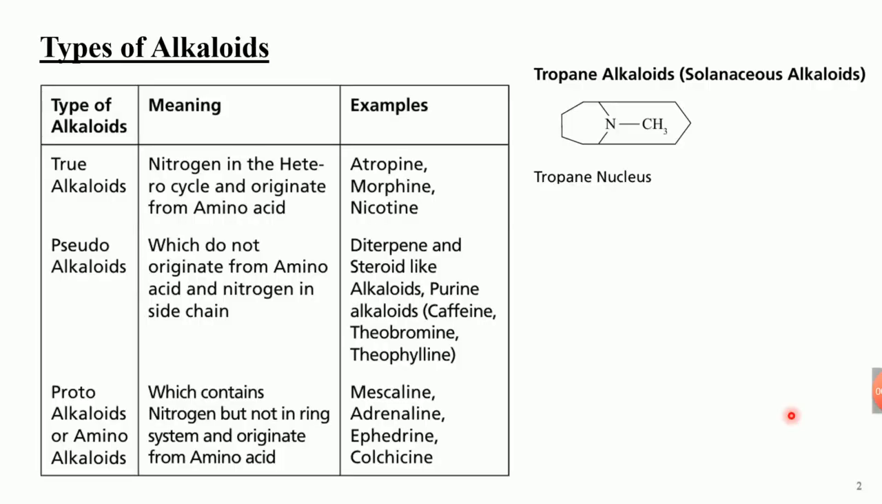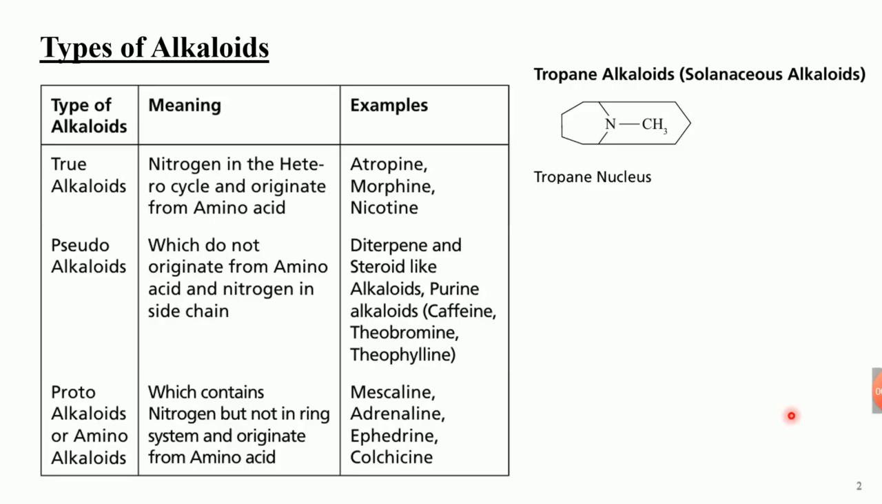So what is an alkaloid? Alkaloids are basically secondary metabolites synthesized by the plant from amino acids. This type of compound is basic in nature and is synthesized from amino acids. They contain a nitrogen atom in their structure.